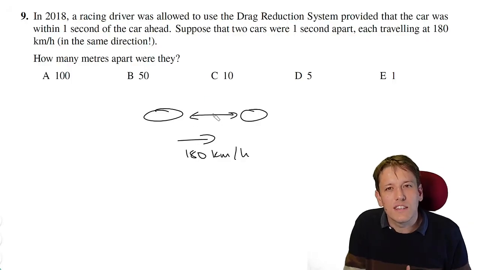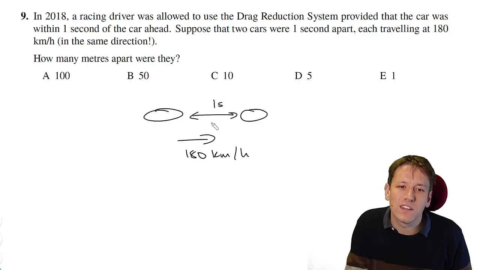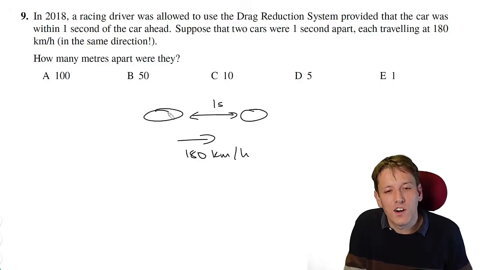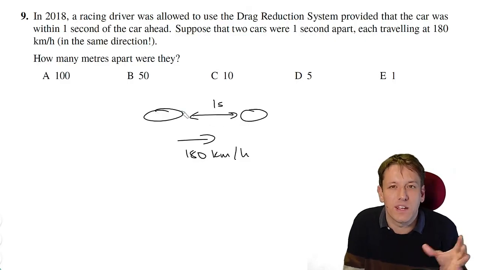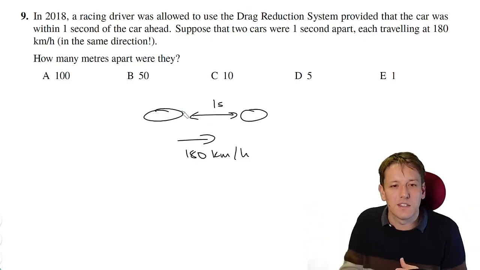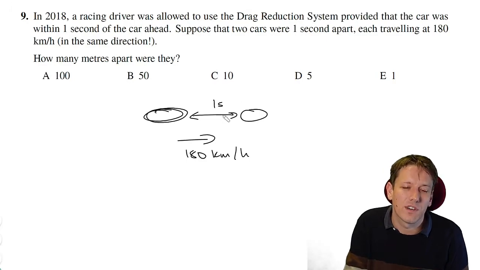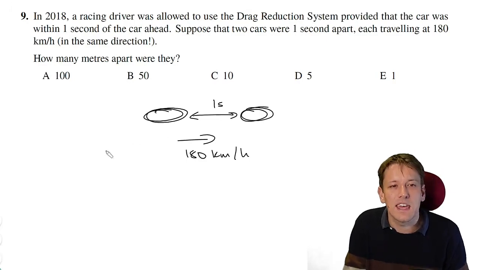Well, really this question then is just asking you, in 1 second, how far would these cars travel, right? That's the distance they are apart here. They're both going at the same speed. They stay the same distance apart. So it's just saying how far would this travel in 1 second to get here.